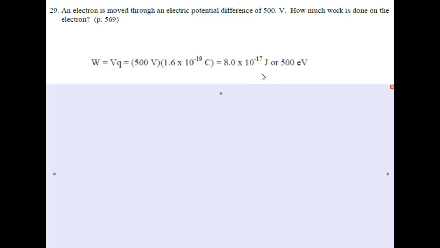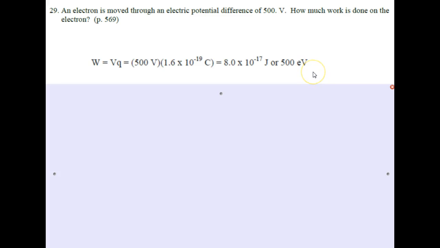The alternate way to do this, instead of substituting 1.6 times 10 to the negative 19 coulombs, is to put 1 e in here for 1 elementary charge. When you do that, of course, 500 times 1 is 500, but the unit becomes what is called an electron volt, eV. So an alternate answer would be 500 electron volts.